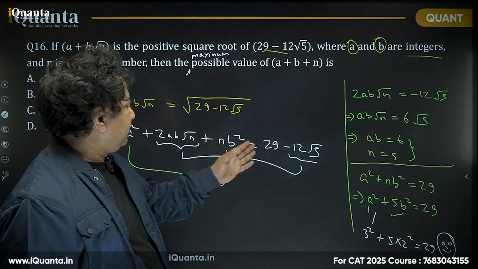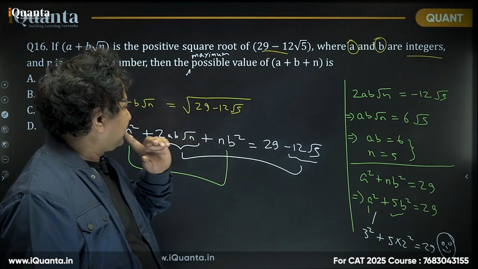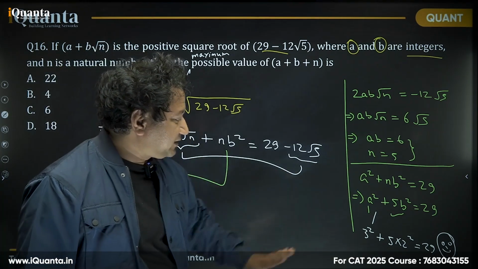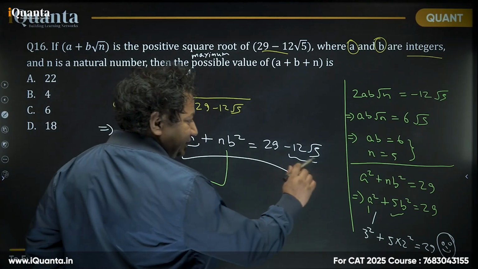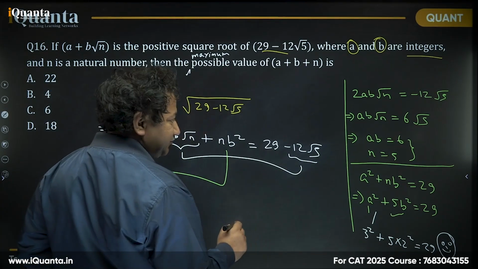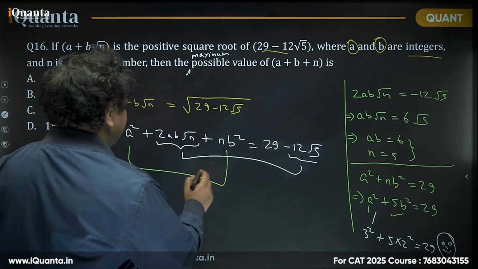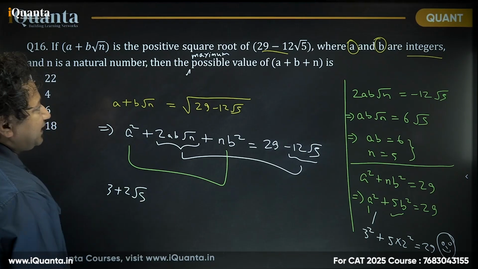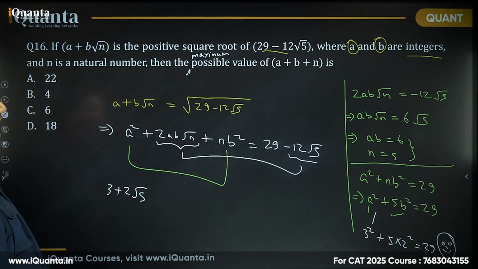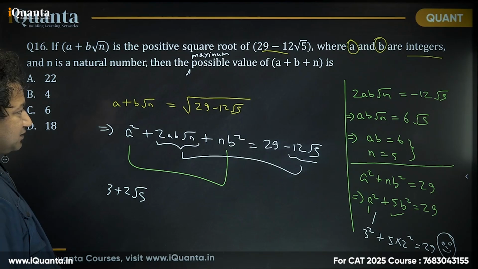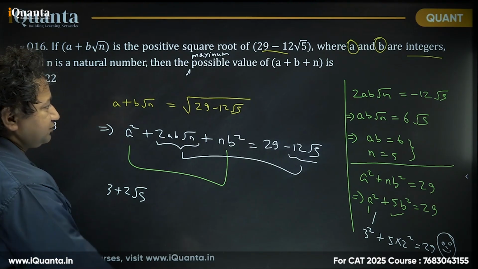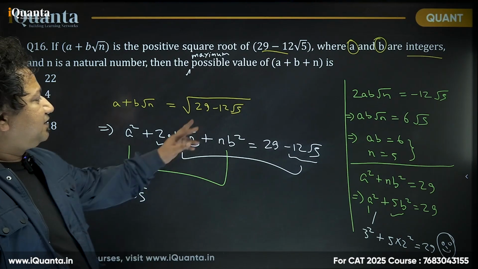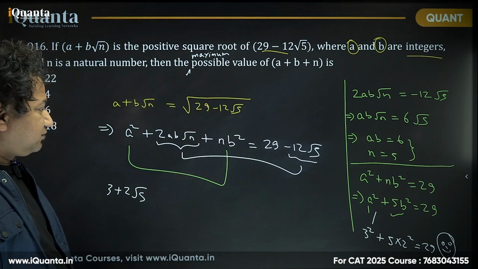Like, what can be the square root of this? Let's try to find the square root. I got a and b, so based on this, I have a as 3, b as 2, and n is 5. So I'll have 3 plus 2 root 5 as the square root of this. But is that correct? Not really, because you see here it's minus. This can't be true.